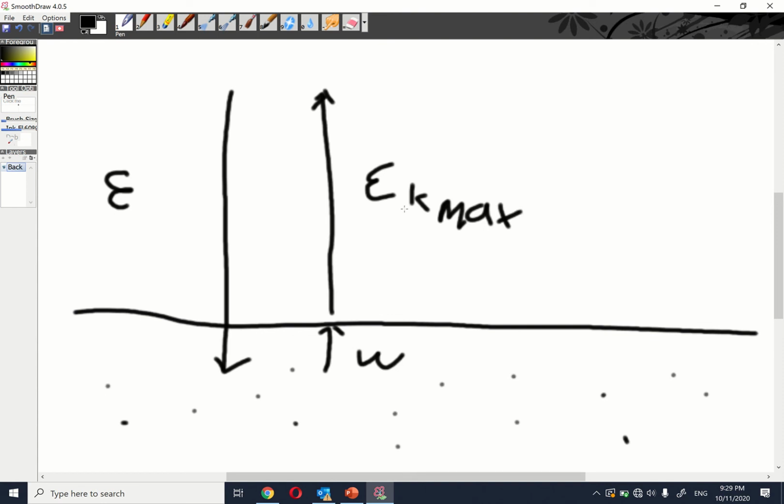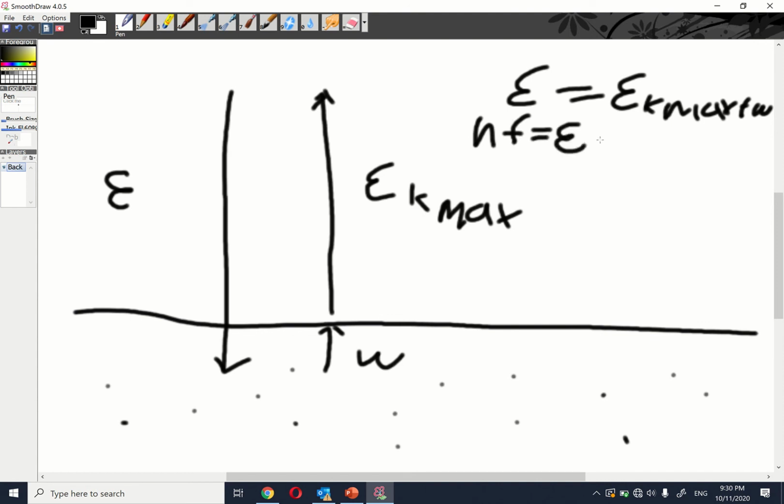And with these three arrows, we can draw up a conclusion, an equation. So E equals EK max plus W. So the energy of a photon is equal to EK max plus W. And we know the energy of a photon is just given by h times f. So same thing, hf equals EK max plus W.